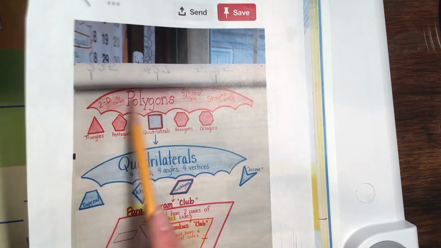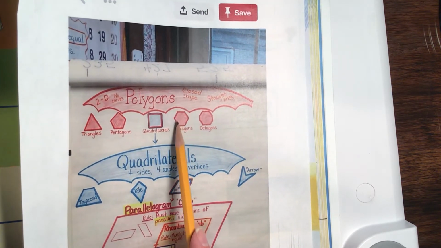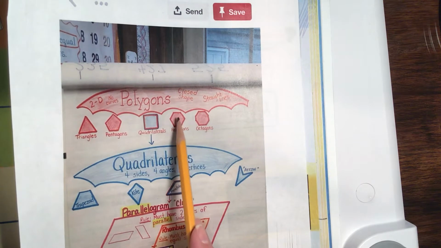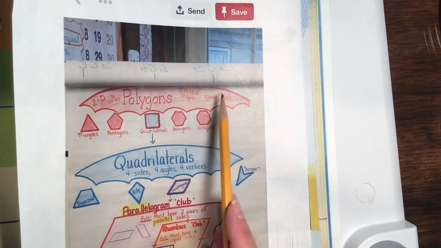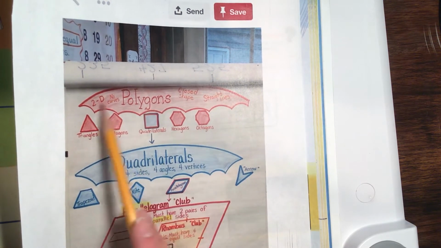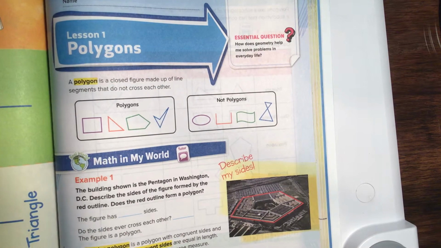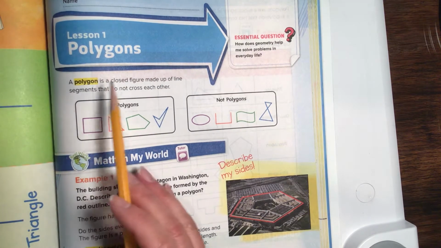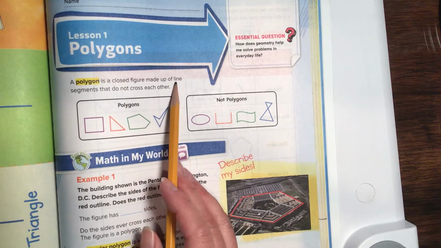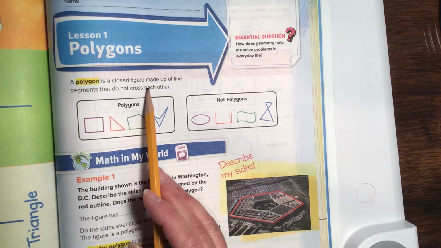There's no curves. They have a closed shape, which means if you have a little ant in here, it'd be curled in and they can't escape. And they have straight lines. Polygons, that's what these things are. All right, let's dive into this. A polygon is a closed figure made up of line segments that do not cross each other.